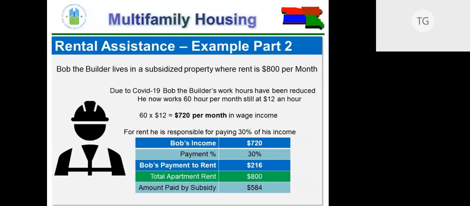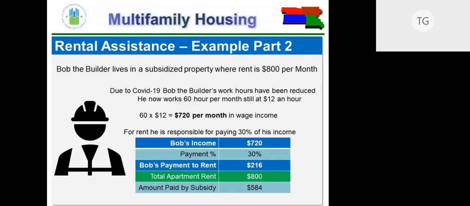And this funding is for rental assistance. And so we'll take another look at Bob the Builder and how he was affected by COVID-19. He still stays at a subsidized property where his rent is $800 a month. But instead of being able to work the 100 hours per month, Bob's employment has gone down to 60 hours per month, and he still makes $12 an hour.